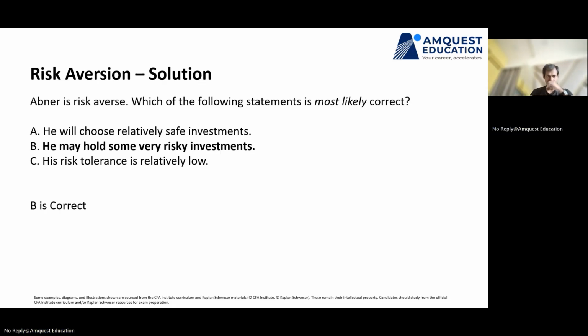Now, he is risk averse, which means that he will want to avoid risk, right? He's not liking risk. So he may hold some very risky investments. We said most likely correct, right? So therefore, he may hold some risky investments, but will he always choose safe investments? Not necessarily. He is risk averse, but he will also hold risky investments, right? Any doubts on this? Anyone else? Any other questions?